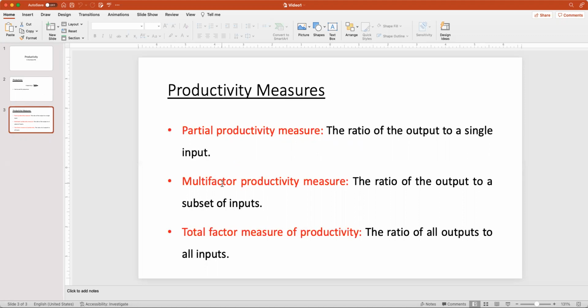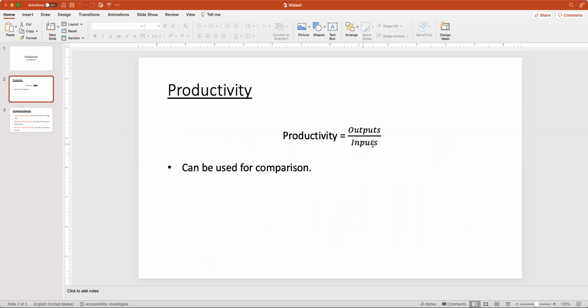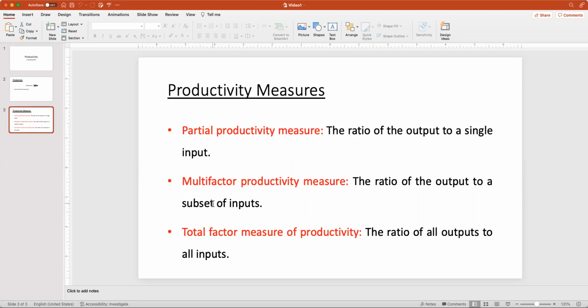In multi-factor productivity measure, we have a set of inputs here. So I use the word subset or set, we can say in this case, but what I'm trying to really say is we are not going to include all of the inputs. It has to be a set of inputs. And then we can talk about multi-factor.